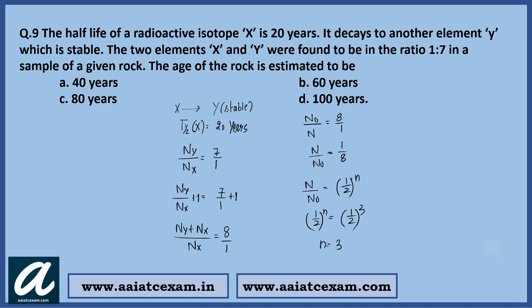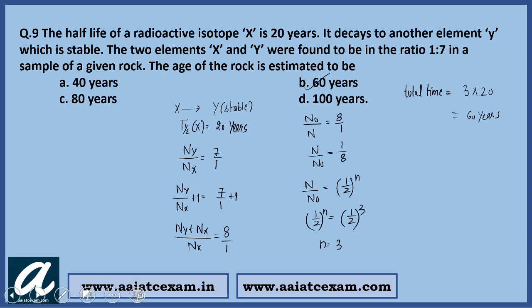So students, what is the total time? Half-life is 3, that is, N equal to 3 means that this has decayed 3 times. So I will say this is 3 times the time taken initially, so it will go for 60 years. The age of the rock is estimated to be 60 years. I hope you got this question.